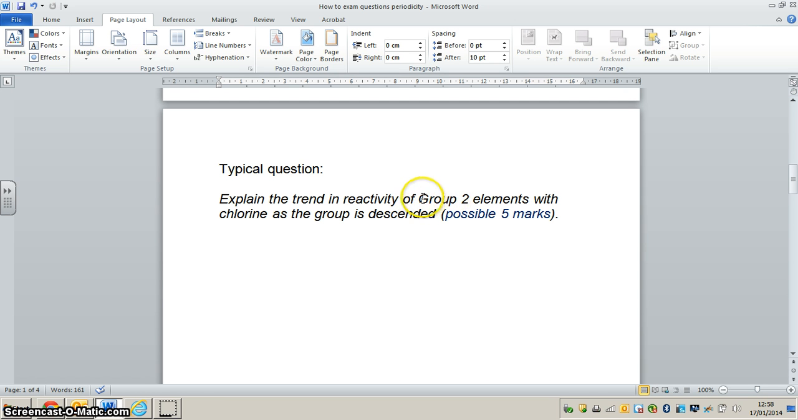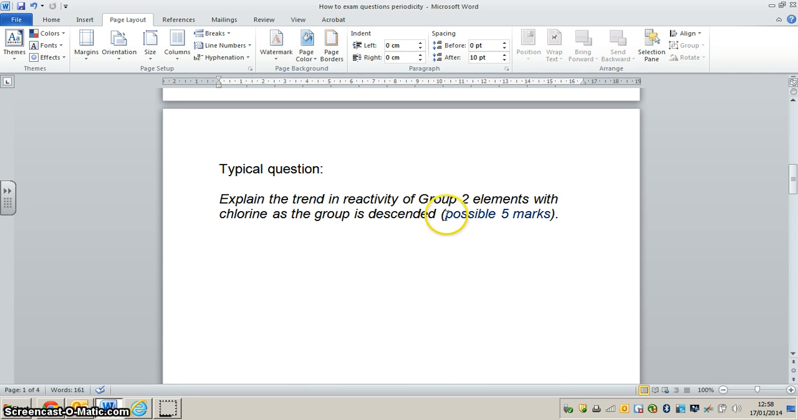So we're going to talk clearly about metals and the property of metals, and it's the property of the metals as we descend the group, not go across a period of the periodic table. We descend group 2 with the element chlorine. So we're referencing group 2 and we're referencing chlorine. It could be group 2 with bromine, it could be group 2 with iodine, it could be group 2 with oxygen. It doesn't really matter, it's the same response that we're going to actually give.